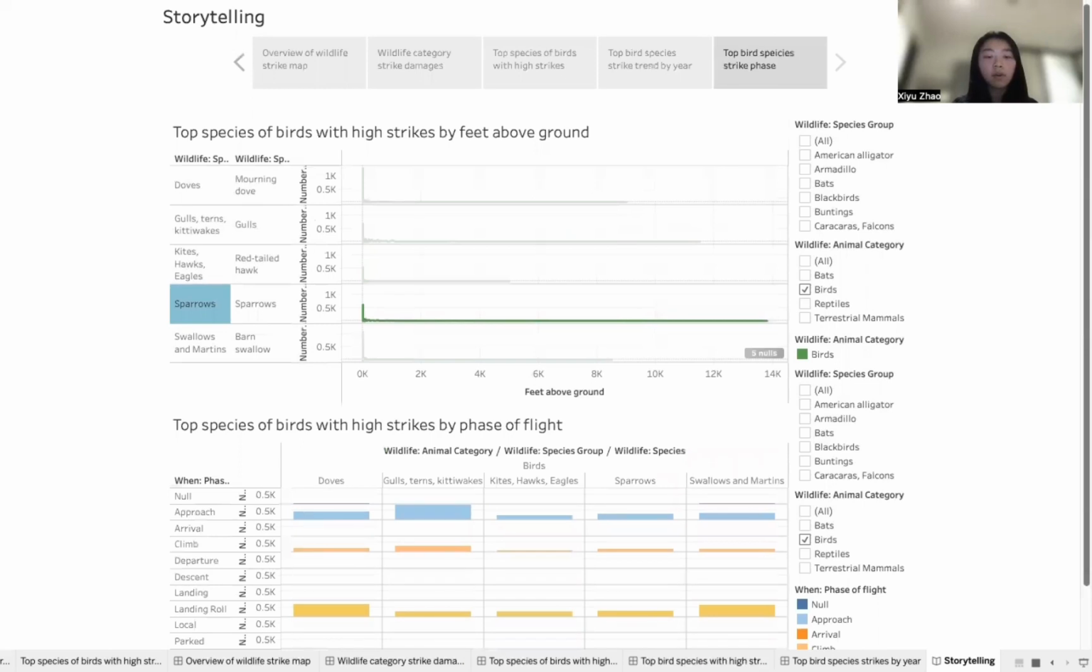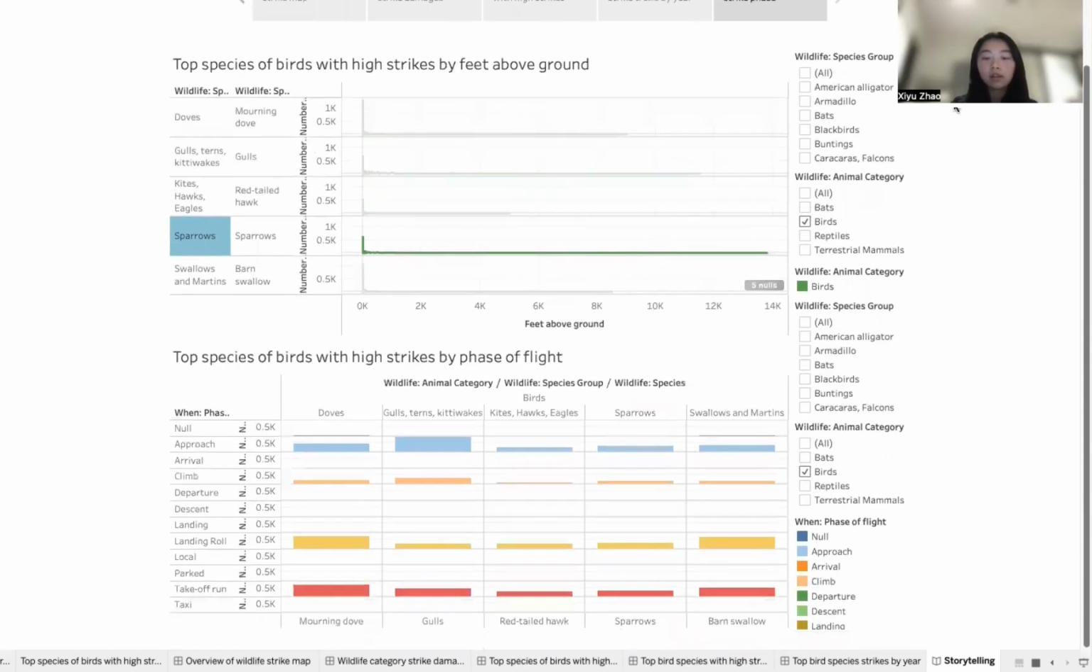Now, to get more insight about the top five bird species, I pick an additional dimension, phase of flight, to explore the most dangerous phase in which strikes happen. From the two charts, we can see that most strikes occur near the ground: the phases of approach, landing roll, and takeoff run. All five bird species share a similar pattern.